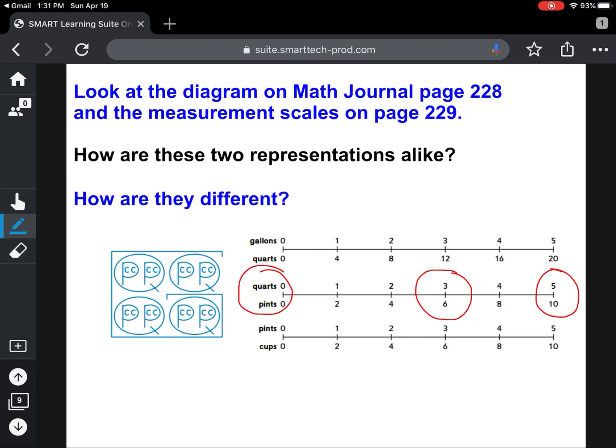Now, these two representations are different because one is an actual scale. The one on the right is what they call a measurement scale. The drawing on the left is just a diagram or a drawing. That's what makes them different. They still give you very similar information.